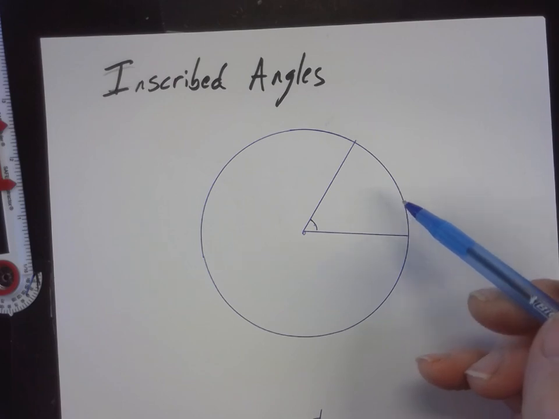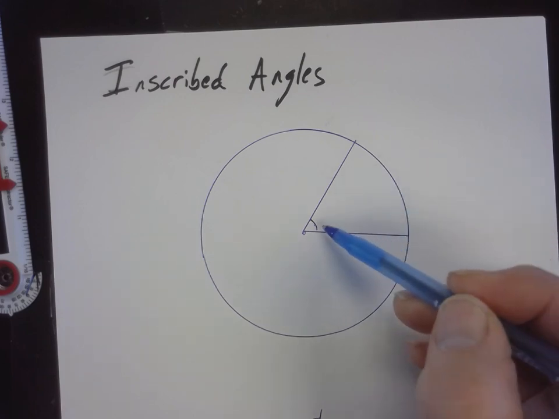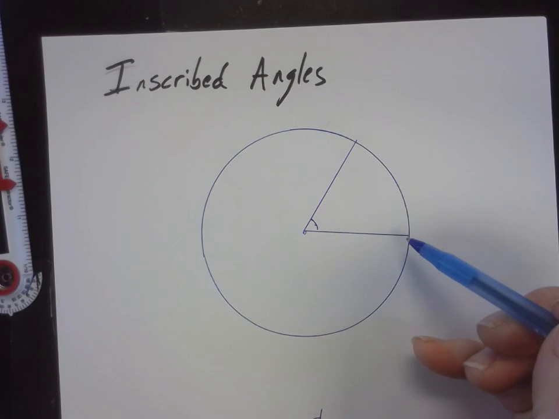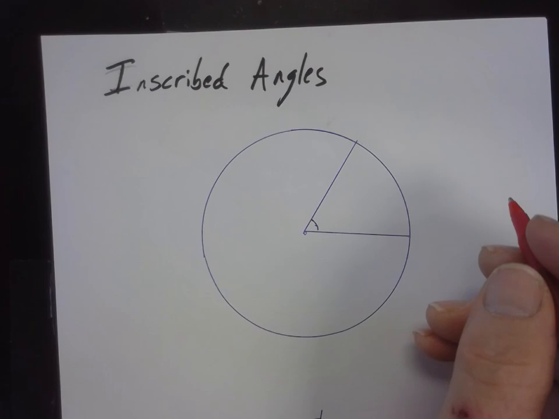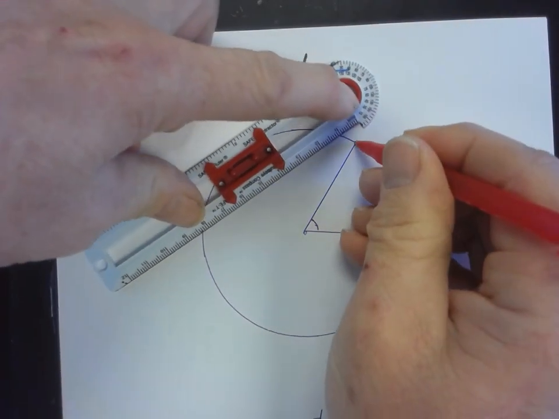No, they're not the same thing. This one's an angle and this one's an arc. So again, there's two things that are the same measure, not congruent. Okay? So anyway, today we're going to talk about an inscribed angle, which would be something like this.